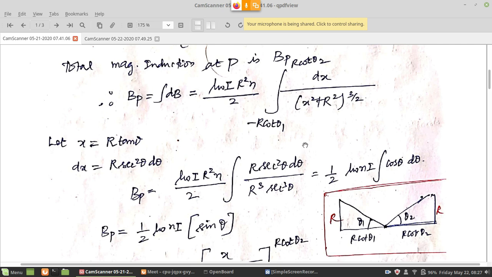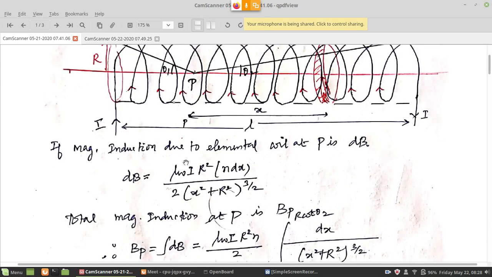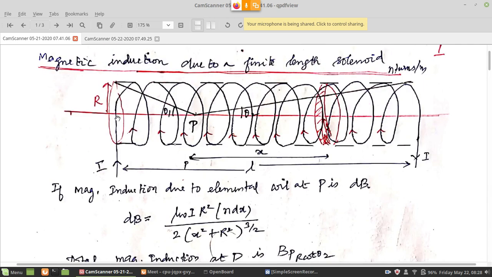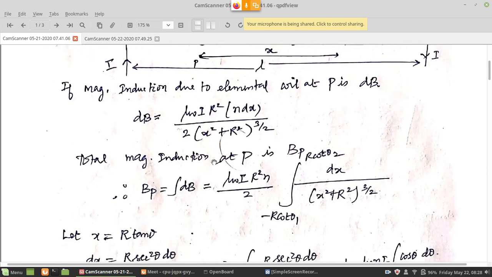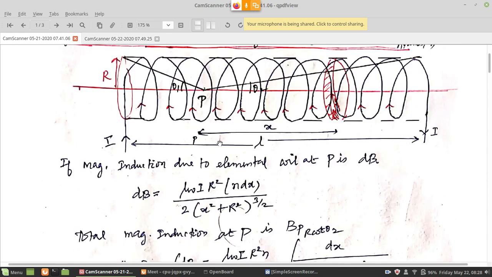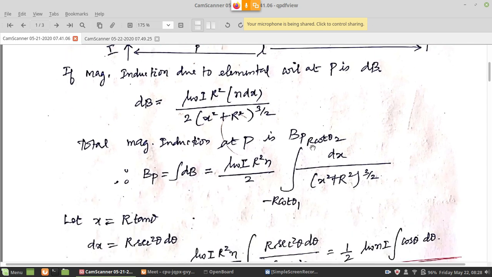The length is a finite length, so here the angles are θ1 and θ2. In terms of length, if you want this length and this length, we have to convert that. So that becomes cot theta. Cot theta is what, r cot theta 1, the left side, that will be the length from p to this end. Similarly p to the other end will be r cot theta 2.